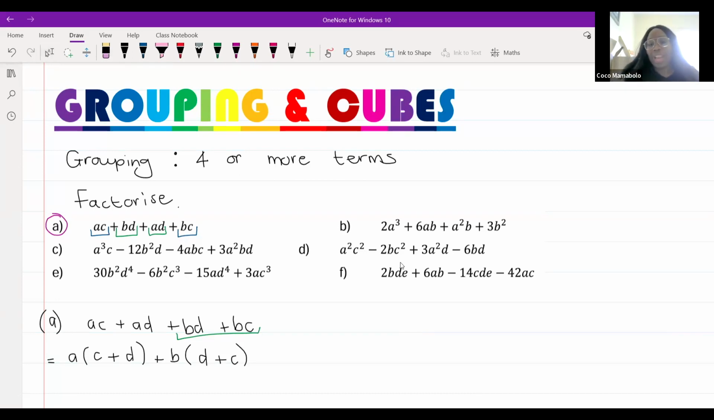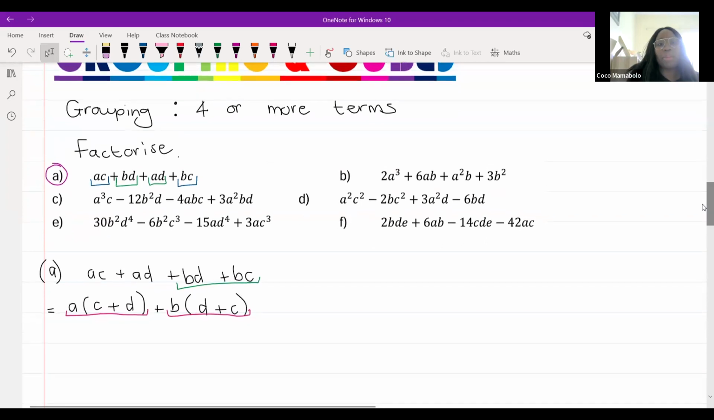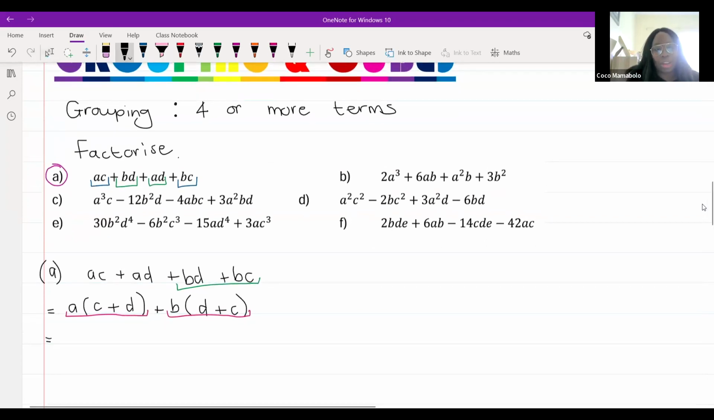Okay, what actually does matter is what they have in common. If we look over here, this first part and this second part have our bracket in common. So I'm going to take the bracket out as a common factor. So I'm going to take C plus D out. And if I take C plus D out, I'm going to have A plus B left. A plus B.